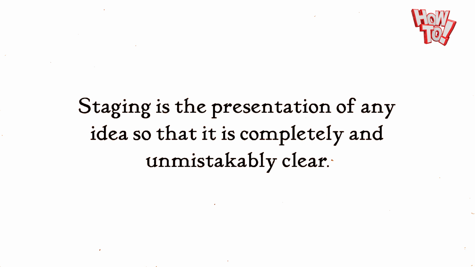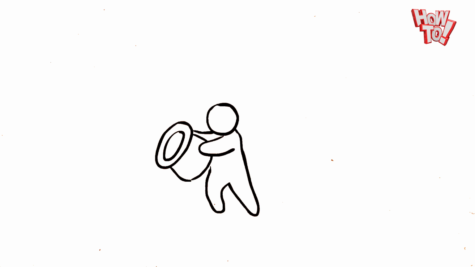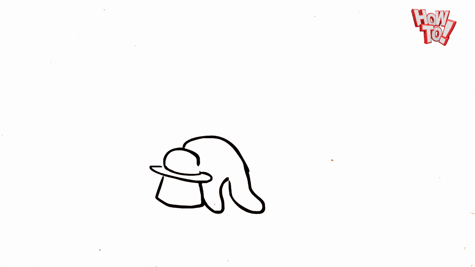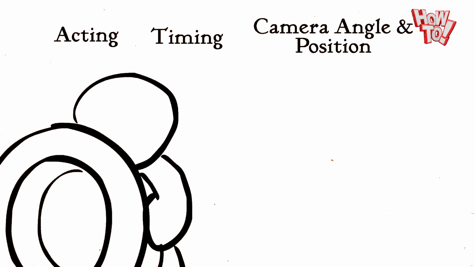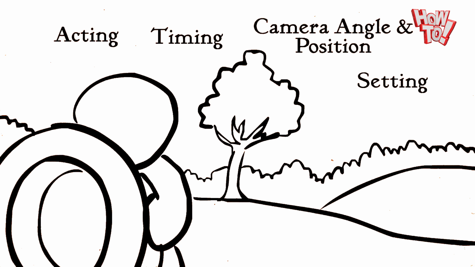Alright, so the third principle of animation is called staging. Staging is the presentation of any idea so that it is completely and unmistakably clear. This is a very broad principle because it covers so many areas of animation, so we can apply it to acting, timing, camera angle and position, and setting.